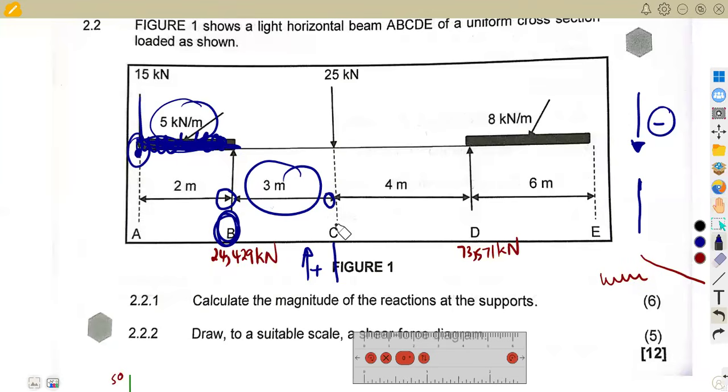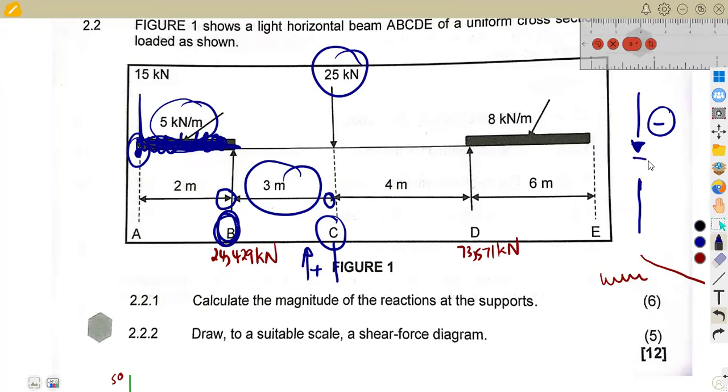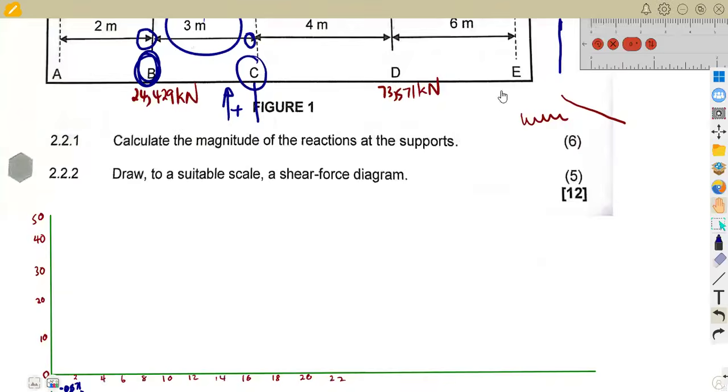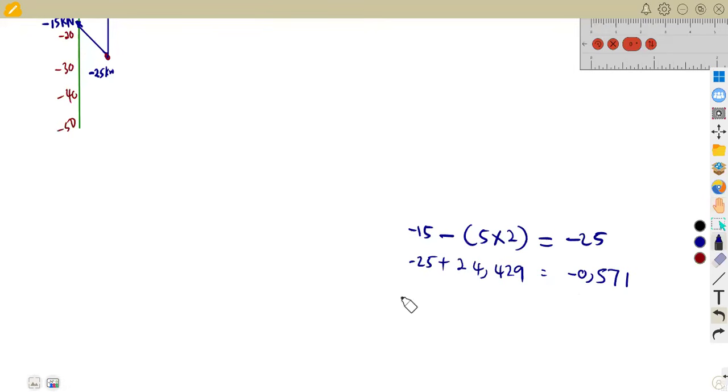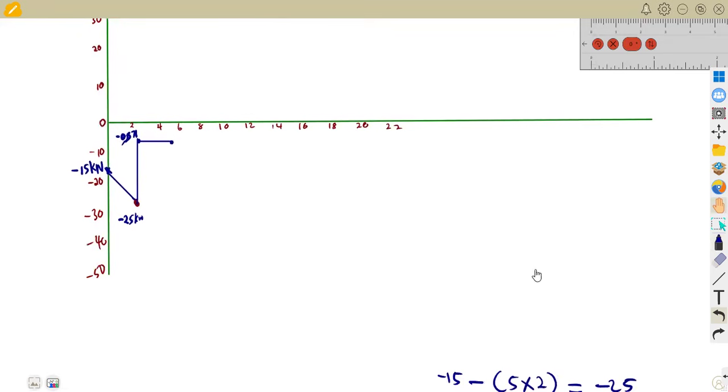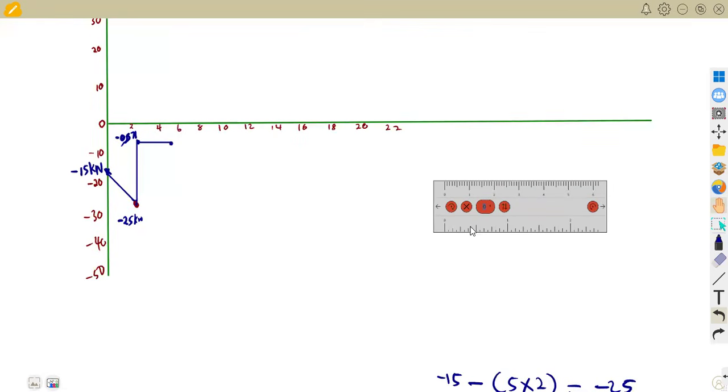After this distance, we are now at C, where there's a 25 kilonewton, which is, remember, it is going down, so it's a negative. So you're going to subtract 25. Where we are at negative 0,571, you subtract 25 because you are going down. So it's going to be negative 25,571. So it is going down. Remember, this is a vertical line.